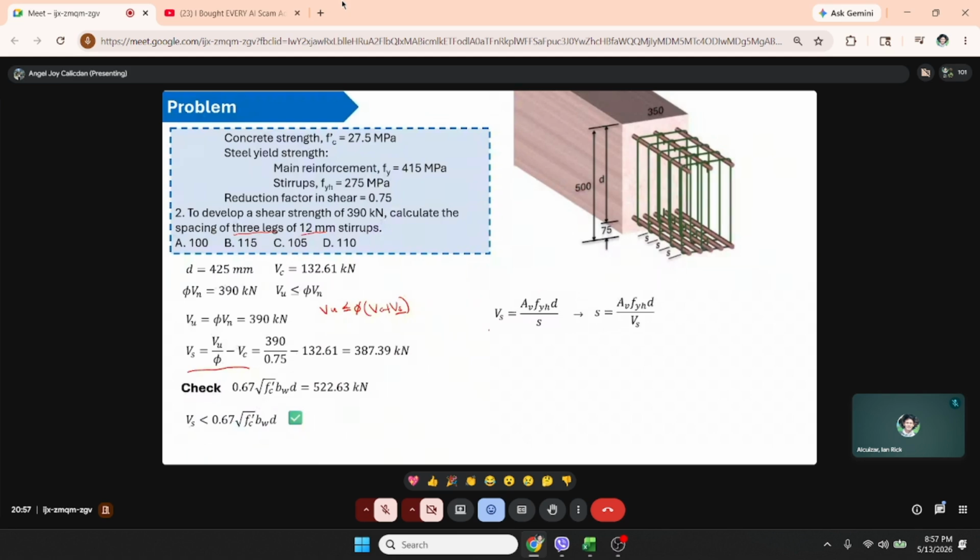So, let's proceed to get the spacing, rearrange that formula. Given in the problem are 3 legs of 12 mm stirrups, so the area of the 12 mm stirrups times 3. So Av is 339.3 square mm. And we can now substitute everything to get S of 102.3 mm.